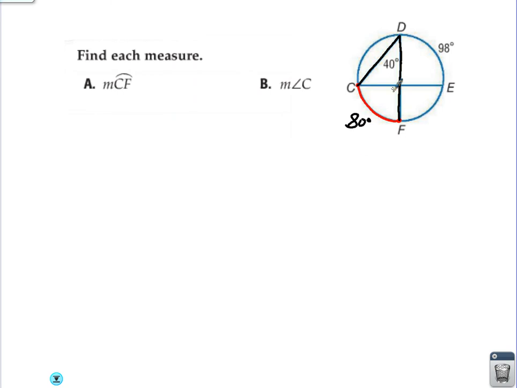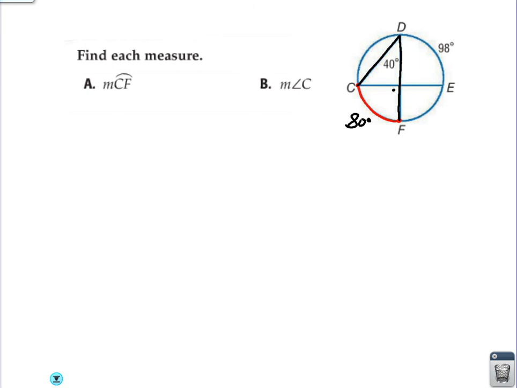So is this here a central angle? No. If that were a central angle, because that looks like 90 degrees, it should be the same as this, and it should be 90. No, that's not a central angle. This is not the center of the circle. What about the 98? How in the world are we going to find angle C?